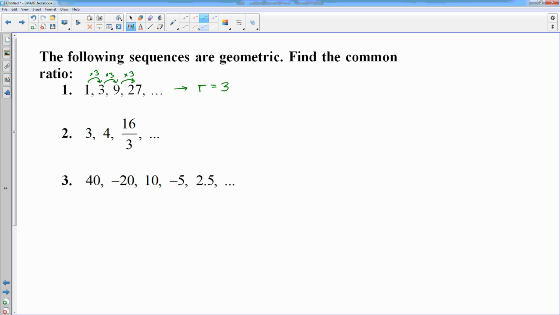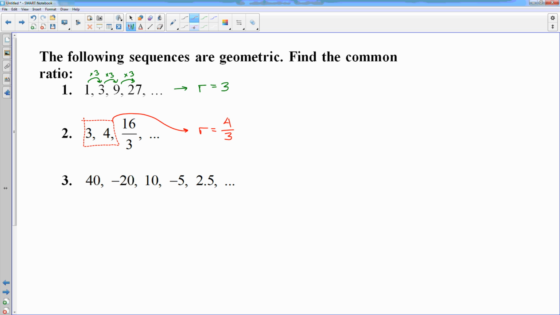Number 2, however, is not as easy because 3 times something decimally is going to be 3/4. So the way we get our common ratio in this case is you simply take any two consecutive terms and you divide them. I'm going to take 3 and 4 because they're nice numbers. And you always do the second one divided by the first one. So my common ratio is going to be 4 divided by 3. And that doesn't reduce, so there's your common ratio.